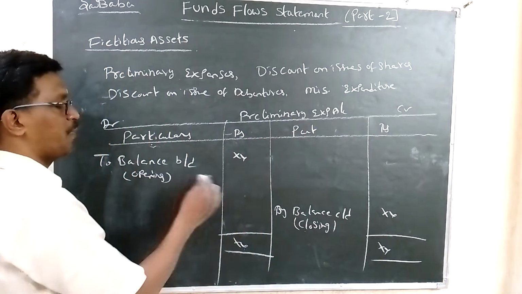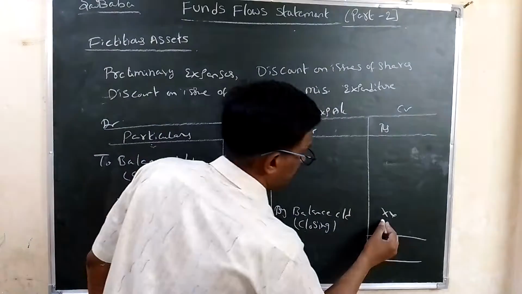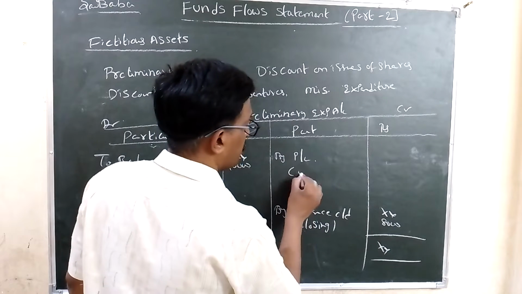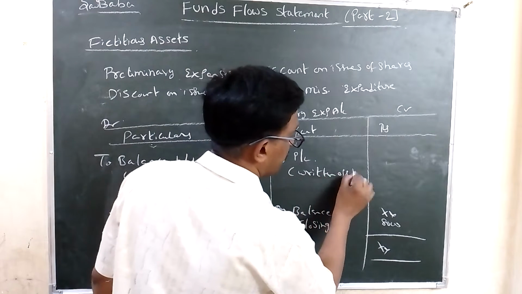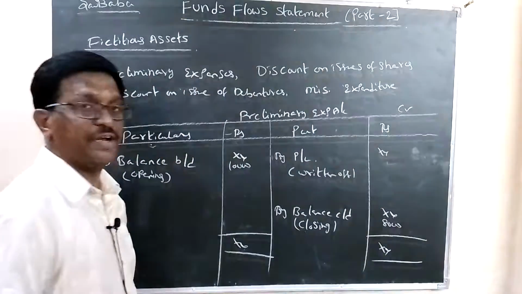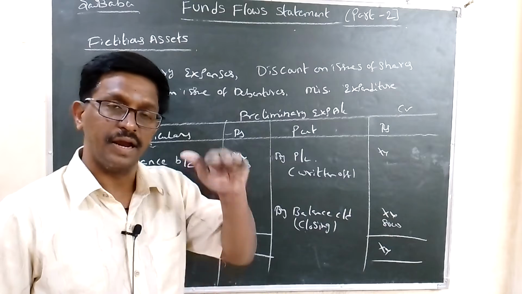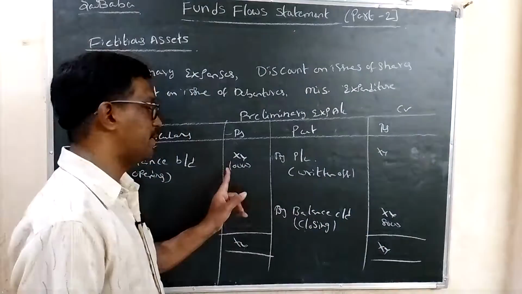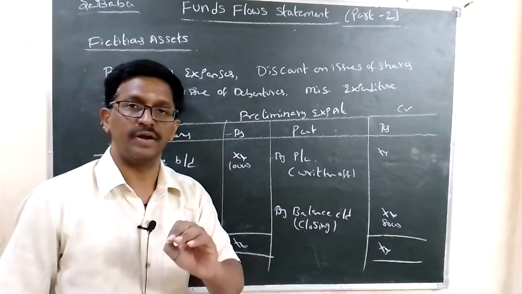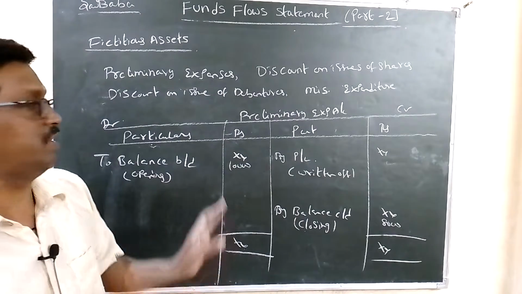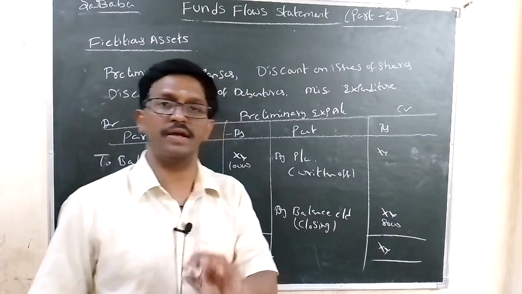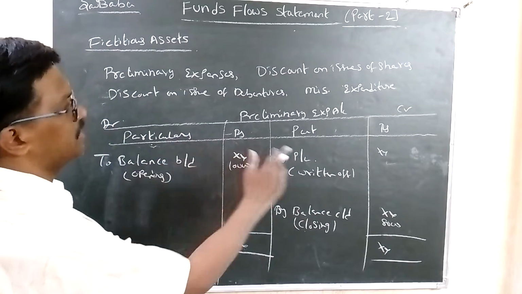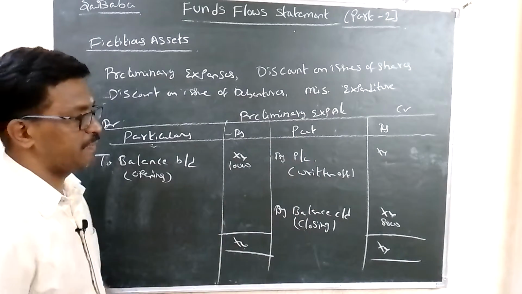For example, preliminary expenses opening is given as 10,000 and closing as 8,000. The remaining amount is transferred to the P&L account as written off, which means amortization of the fictitious assets. Fictitious assets are always given in the question in decreasing form, for example opening 10, closing 8, or opening 8, closing 6, not in increasing form. This is the treatment of preliminary expenses, discount on shares, discount on debentures, and miscellaneous expenses.